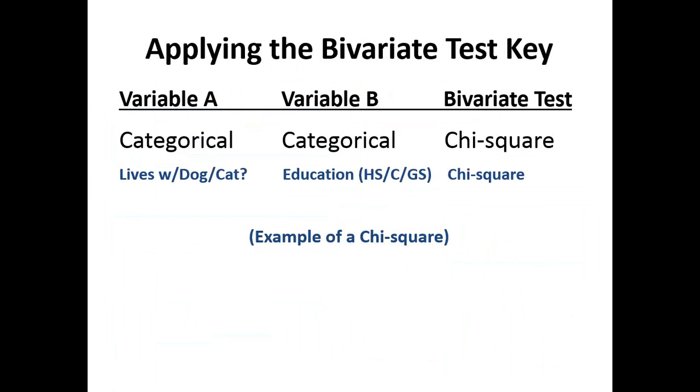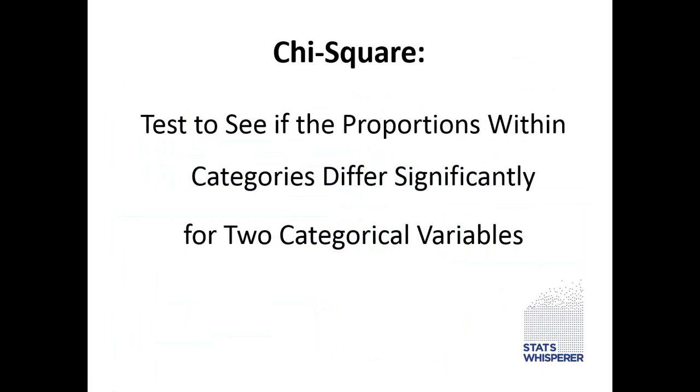And again, this could be any two categorical variables. So it could be intervention A and B and education level, looking at would an intervention work better for differing levels of education. So the chi-square is going to tell us if the proportions within the categories differ significantly for the two categorical variables.